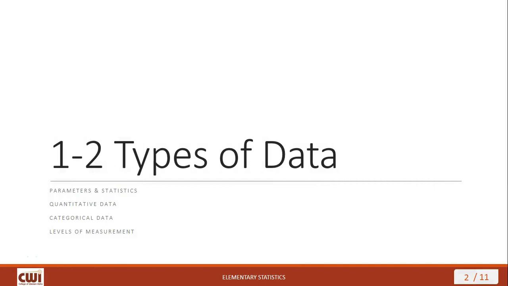Here you see a brief overview of what we're going to cover in this lecture. First, we're going to talk about the difference between parameters and statistics. Then we'll go into describing quantitative data, categorical data, and then finally in the lecture with an examination of levels of measurement. So let's dive in.